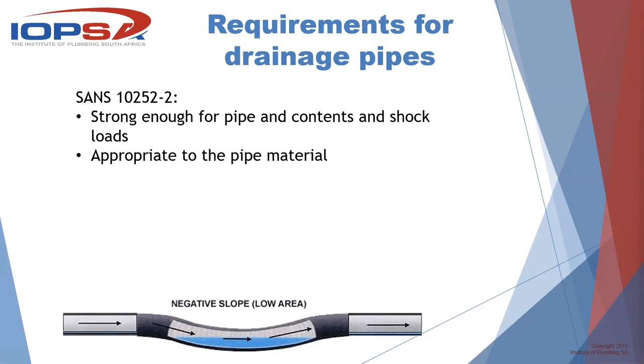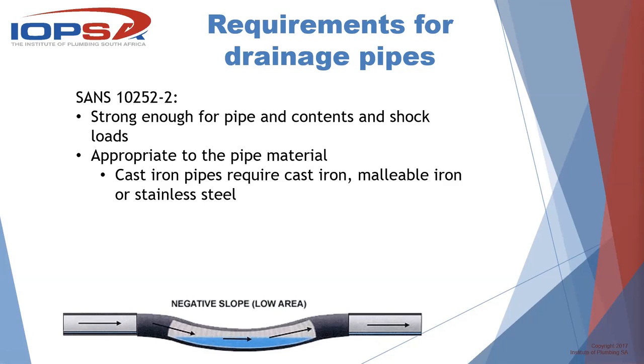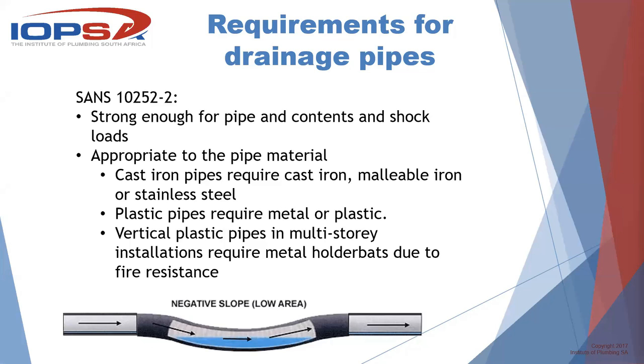It must be appropriate to the pipe material. So for cast iron pipes, for example, you require cast iron, malleable iron or stainless steel type brackets. For plastic pipes, require either those PVC brackets, or there are metallic brackets as well. So it must be appropriate for the material. You can't go and use PVC brackets on cast iron pipe. Vertical plastic pipes in multi-story installations require metal holder bats due to fire resistance. So that's an important note to remember.